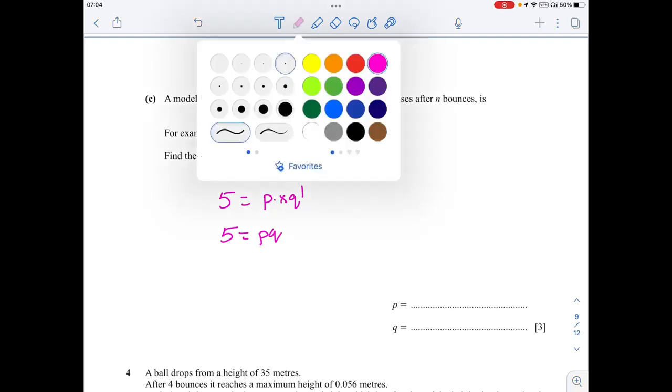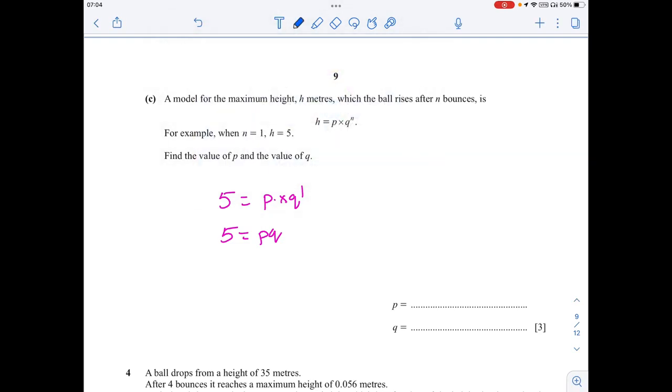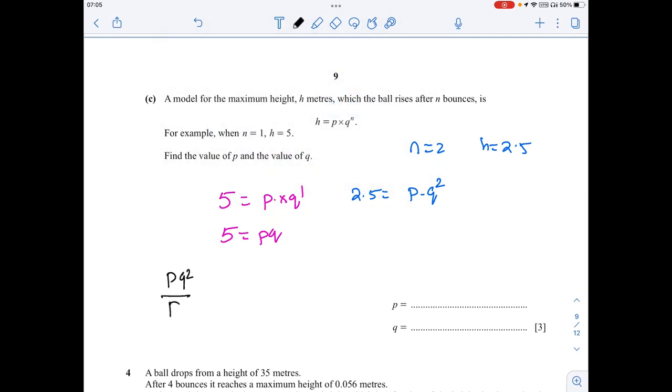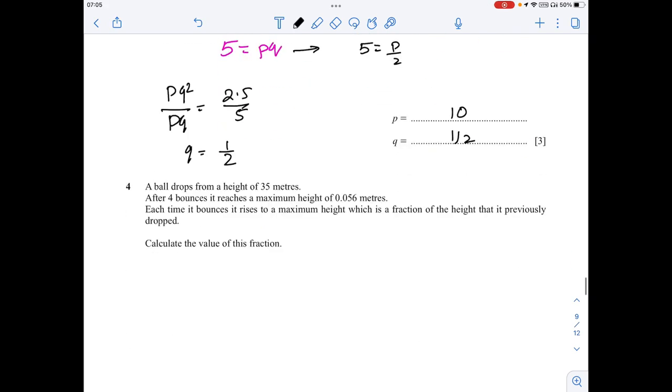Now n equals 2. Second bounce, we know that the height was 2.5. So 2.5 equals p times q to the power of 2. So now I got two equations, so start to divide them. So pq squared upon pq equals 2.5 divided by 5. So q equals 1 upon 2. Once I get q equals 1 upon 2, plug in over here, 5 equals p upon 2. p equals 10. p equals 10, q equals 1 upon 2.